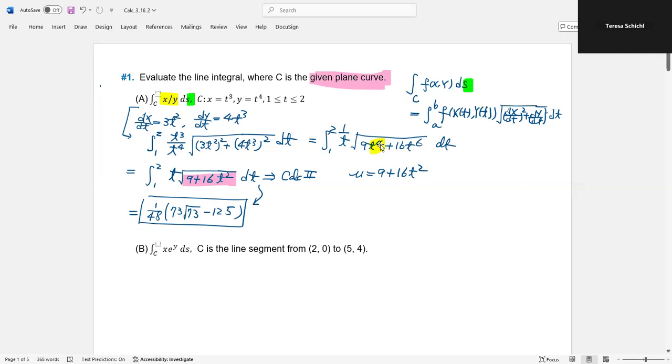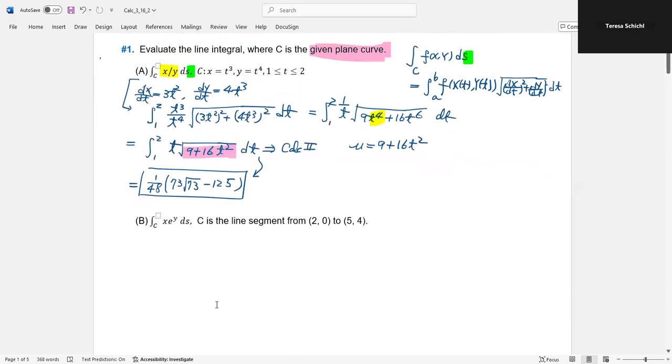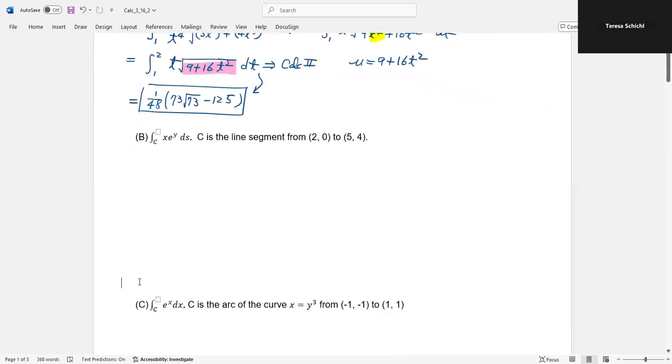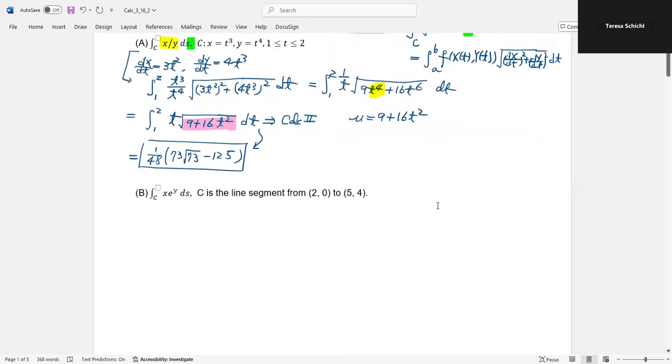All right, so problem number 1 is quite simple. You just directly plug it into the formula. Okay, problem number 2, part B, will be one more step here. In part B, they give you C, a line segment from (2, 0) to (5, 4). All right, so how do I parameterize this curve, this line segment here?